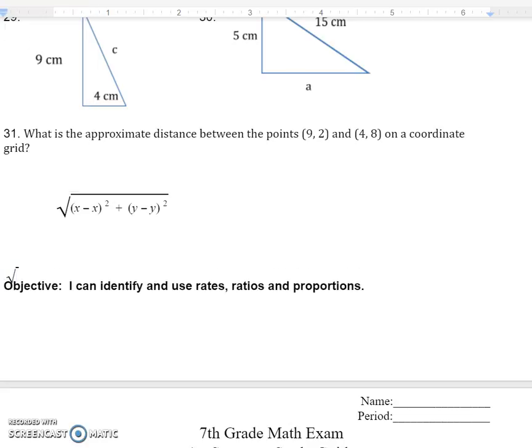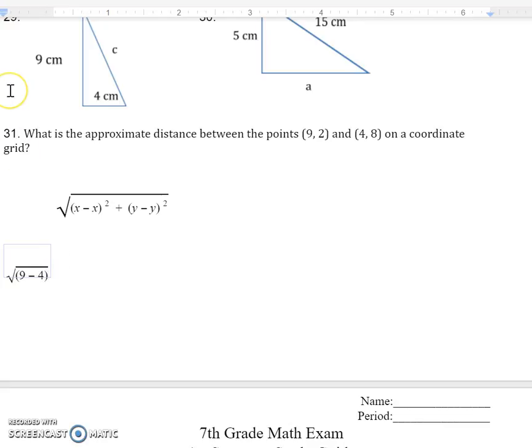the first x, which is, sorry, I'm having trouble here. We would take the square root of 4 squared plus 2 minus 8 squared. And we have to have both of these squared. So this little caret symbol means squared.